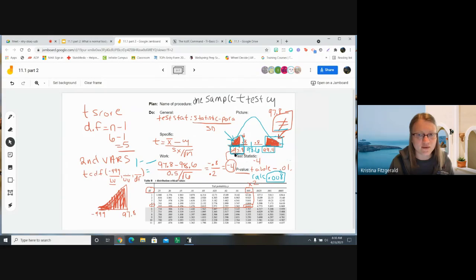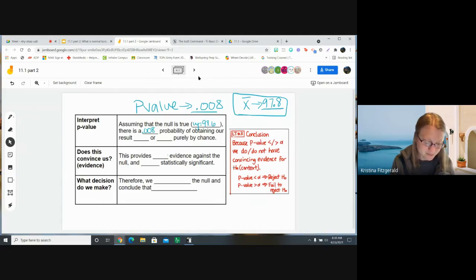You can say, the chance of us getting a temperature less than 97.8 or greater than 99.4, or you can just say within 0.8 degrees is another way to phrase it. So a result within, I'm going to say within 0.8 degrees, purely by chance. So you can say that, or you can use the less than, greater than signs, whatever.